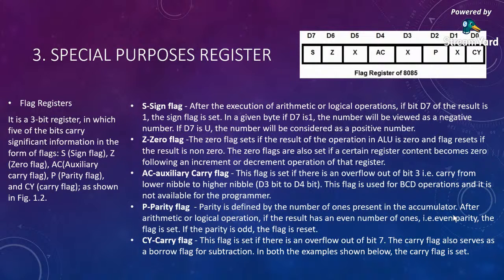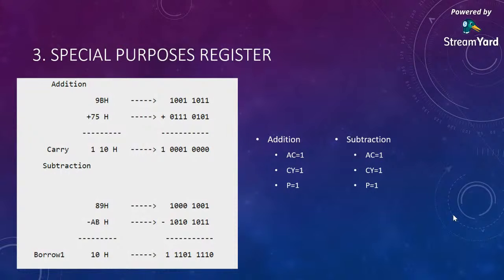Carry flag. This flag is set if there is an overflow out of D7. The flag also serves as a borrow flag for subtraction. In both of the examples shown below, the carry flag is set. So for example, in this addition, the auxiliary carry flag will be 1, carry flag 1, parity 1, and so on and so forth. You can try to study it yourself.